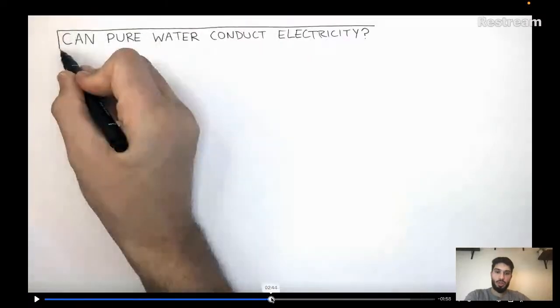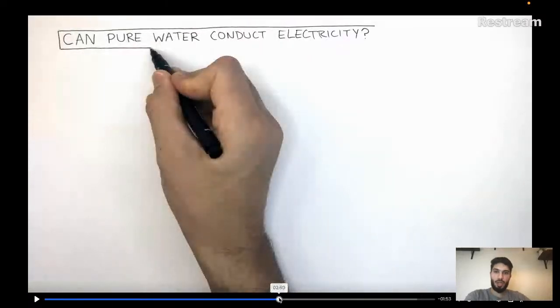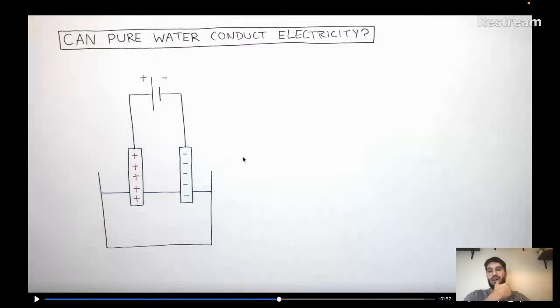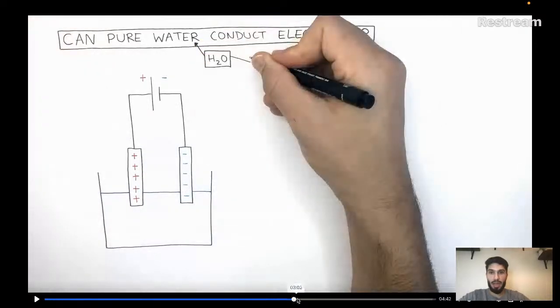Now, can pure water conduct electricity? That is the question. So here I've set up 2 electrodes attached to a power pack. This is the positive terminal, so therefore this is the positive electrode, and this is the negative electrode because this wire is connected between the negative terminal and the negative electrode. And these 2 electrodes have been dipped into pure water, which just means 100% water, no dissolved salts, also known as distilled water.